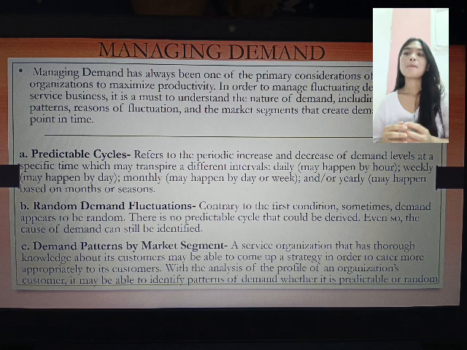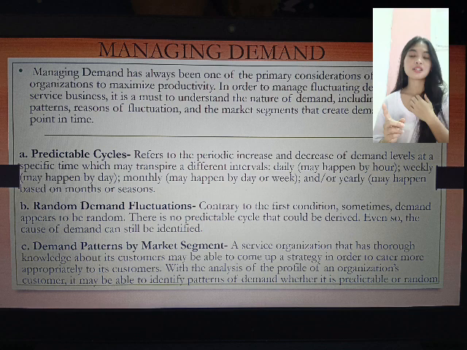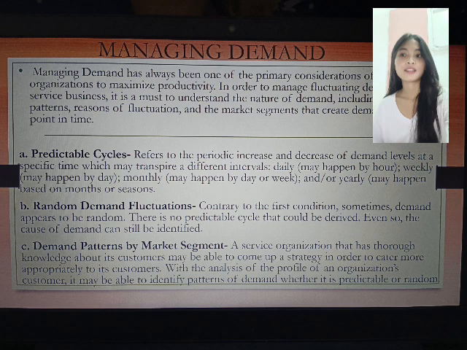Managing demand has always been one of the primary considerations of service organizations to maximize productivity. In order to manage fluctuating demand in a service business, it is a must to understand the nature of demand, including demand patterns, reasons for fluctuations, and the market segments that create demand at any given point in time.